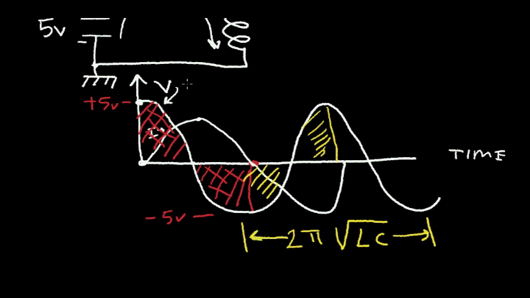Now, in a real circuit, there's going to be a certain amount of parasitic resistance. You just can't avoid that. So this circuit will not oscillate forever. The resistance will kind of damp it out. And these waveforms over time will decrease. And eventually the oscillations will stop.